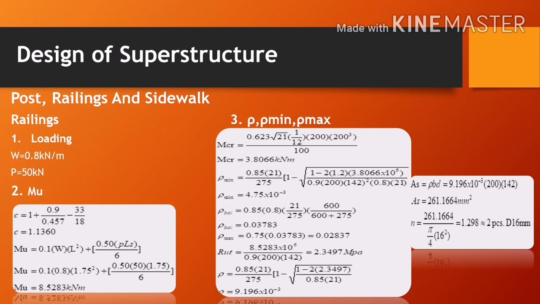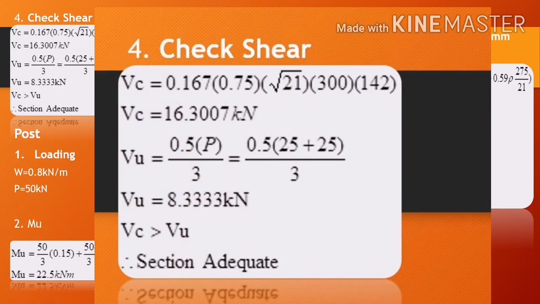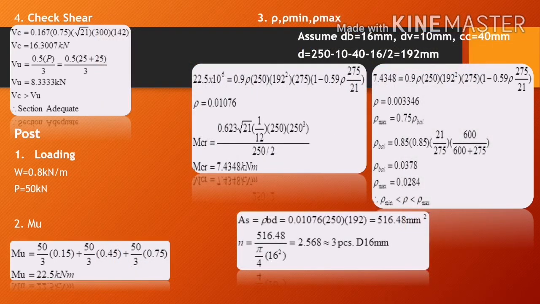Then, we have to compare the actual shear of 0.5 P over 3 and the shear strength provided by the concrete. Vc is equal to 0.16 phi square root of fc' bw d. With the formulas given, we got an adequate result of 16.3 kN of Vc and 8.33 kN of Vu.